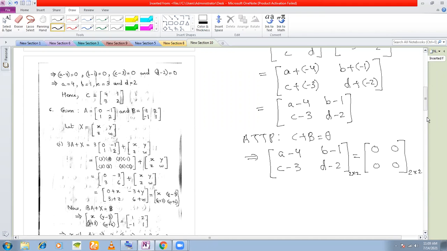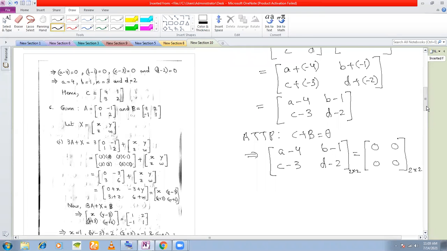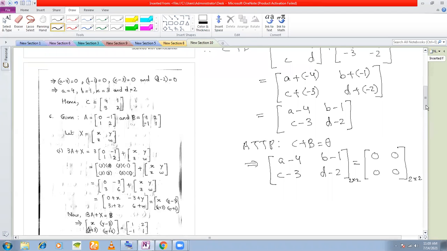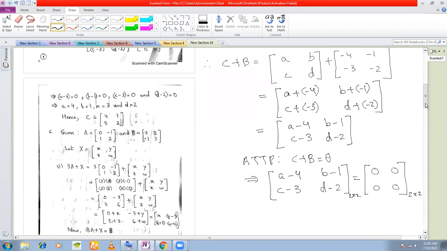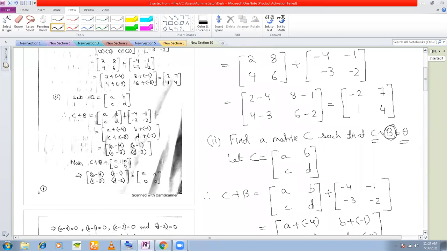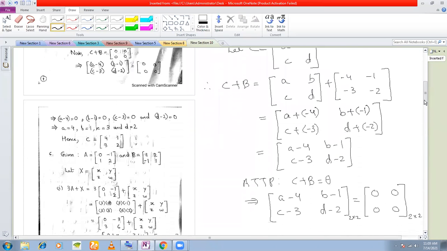Yes, it is given that C plus B equals null. Find a matrix C such that C plus B is equal to null matrix. That is the question here. Sir, now the value of every variable will be positive, right? I could not get you. What are you saying?